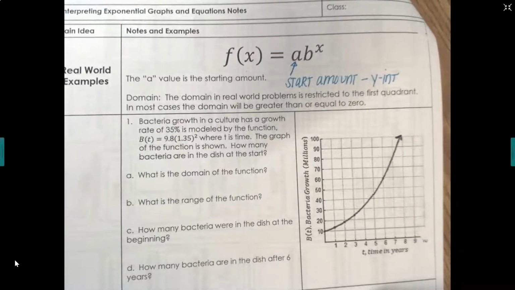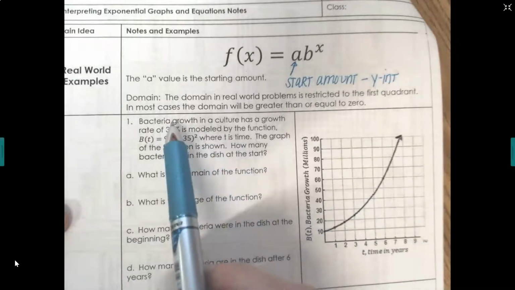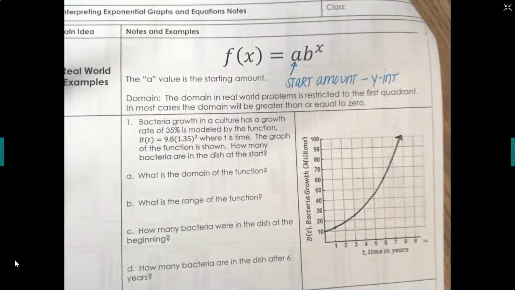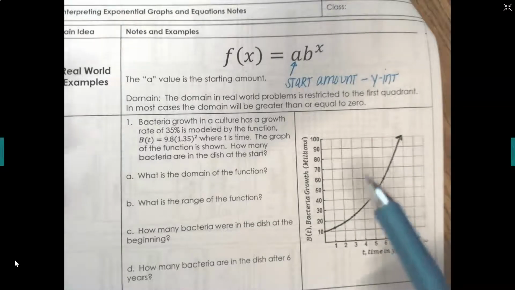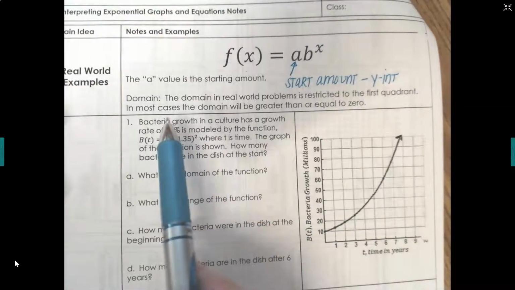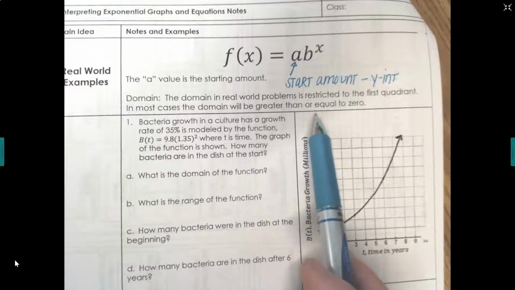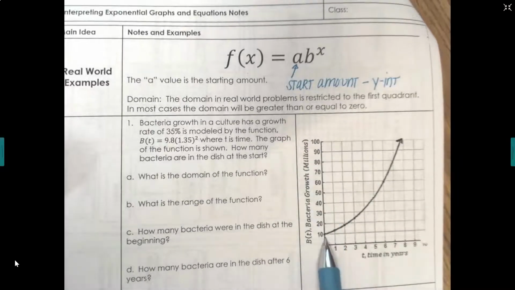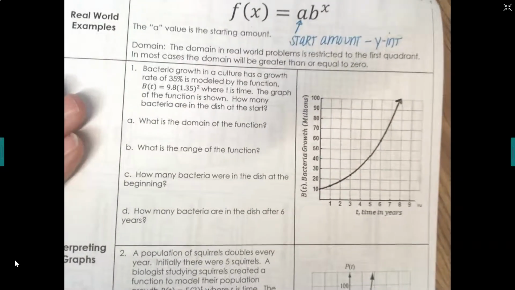Okay, so let's just look at a couple of these, and I do want to remind you about the domain though. Up until now, most of our graphs have been all real numbers for the domain. But in a real world problem, the domain is restricted to the first quadrant. So in most cases, the domain will be greater than or equal to 0, because in the real world, it starts at the y-axis here to be in this first quadrant, and the x value there is 0. So let's take a look at this first scenario.